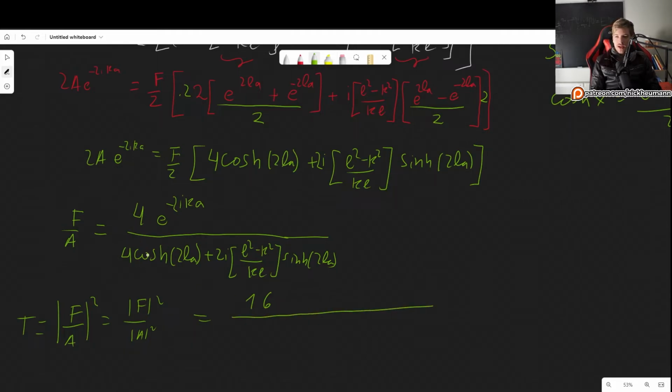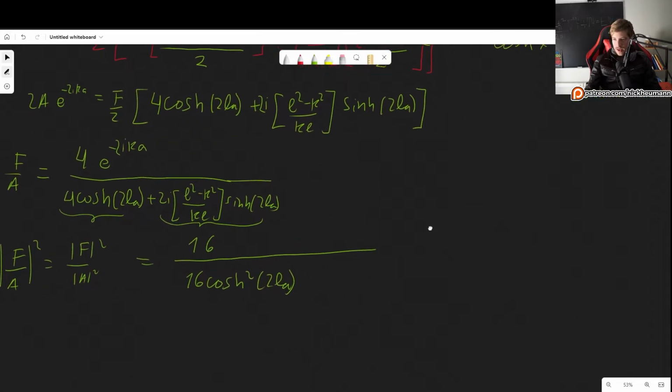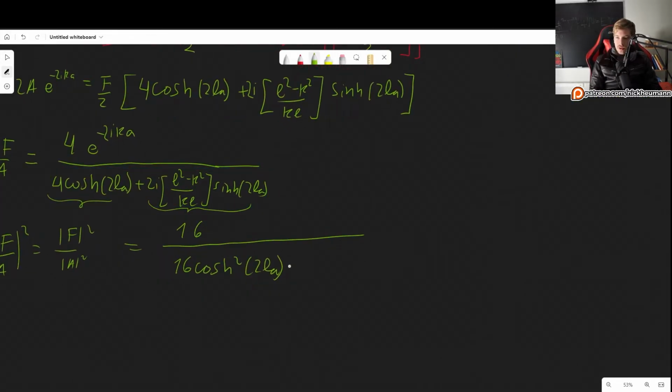And down here we have our real part and the imaginary part. So the real part of this will be 16 hyperbolic cosine squared of 2La. And this part right here will be plus 4, right? We only take the part that goes along with the complex part. That will be plus 4 times L squared minus K squared over KL squared, times hyperbolic sine squared of 2La.